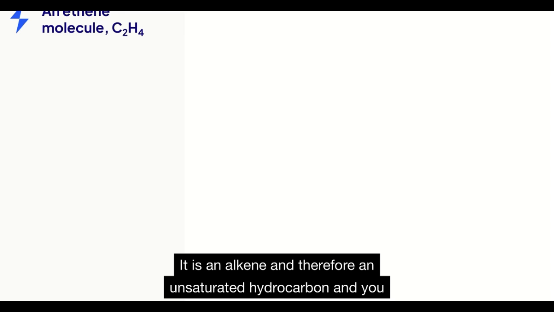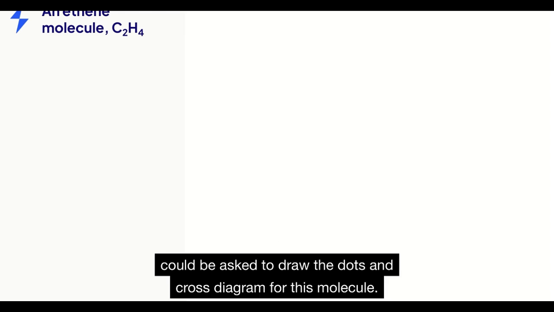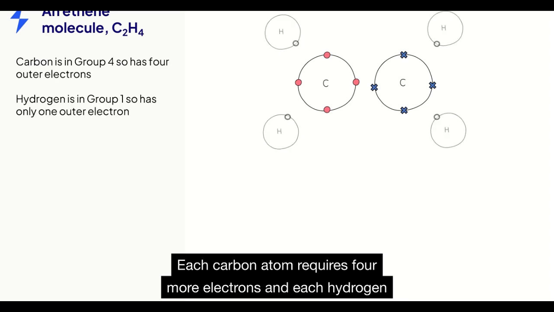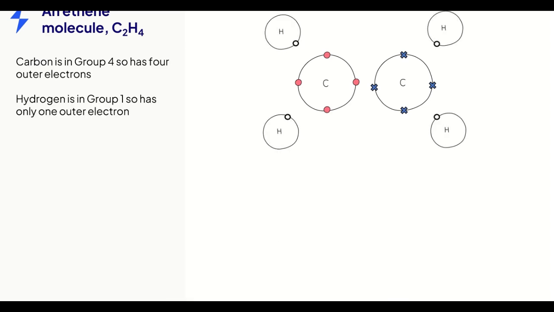Ethene has the formula C2H4. It is an alkene and therefore an unsaturated hydrocarbon, and you could be asked to draw the dot and cross diagram for this molecule. Each carbon atom requires 4 more electrons, and each hydrogen atom requires 1 more electron.